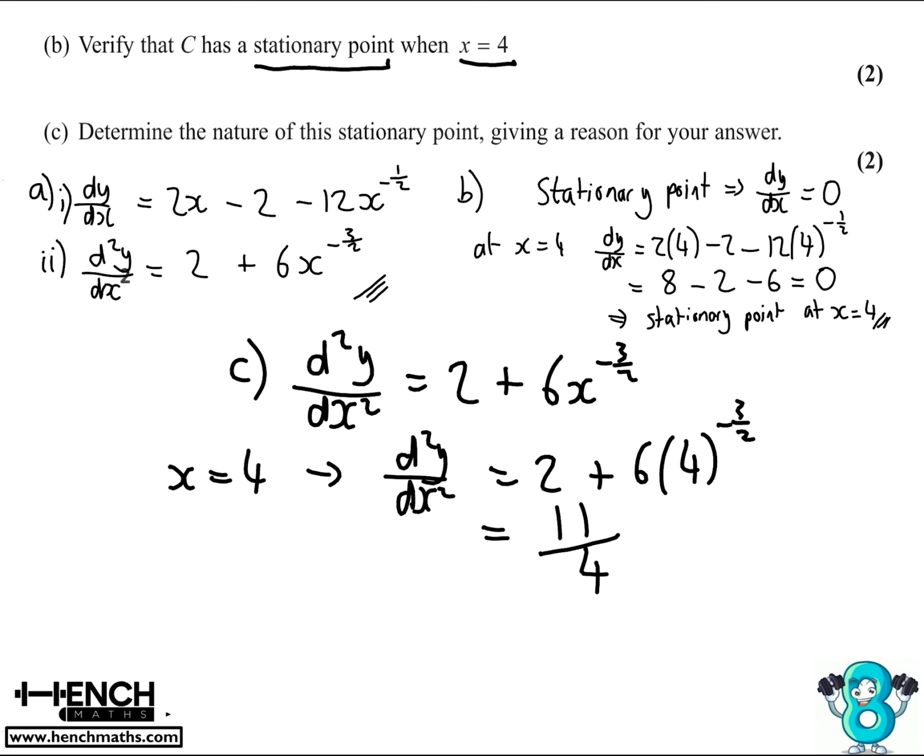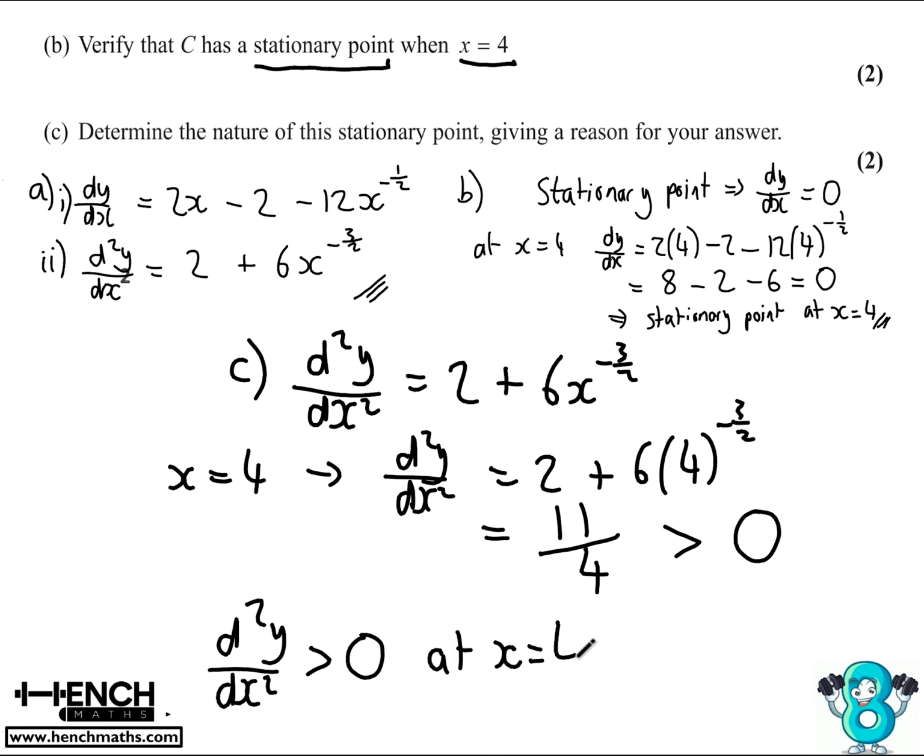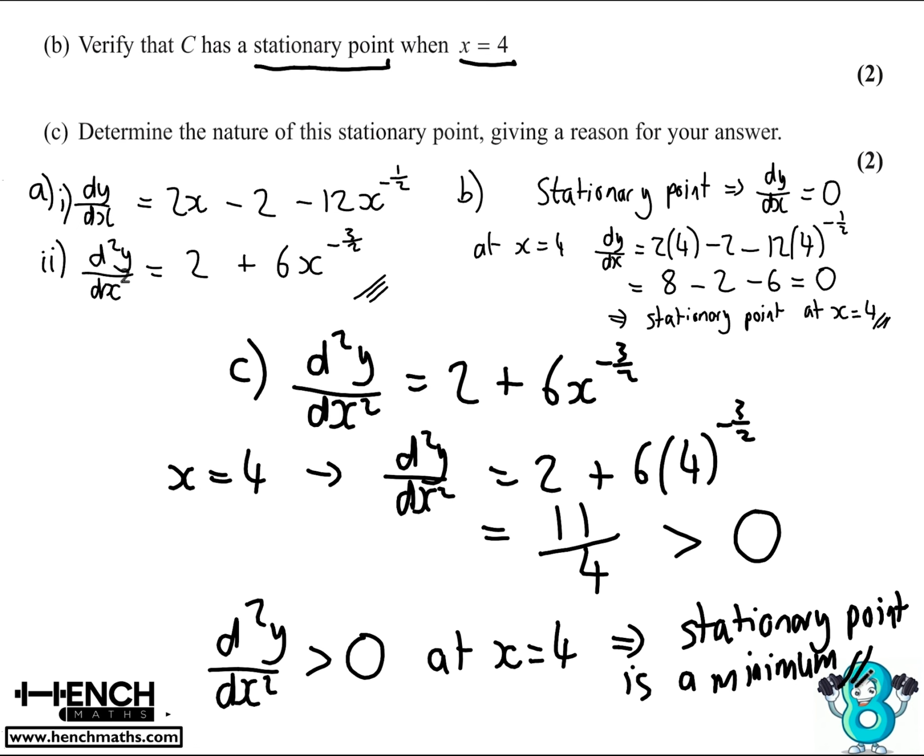And the good news is it's a calculator exam, so you can double check that. The key thing is that 11 over 4 is positive. So it's a positive number. So because the second derivative is positive at x equals 4, this implies that our stationary point is a minimum. And that's our answer to part C.